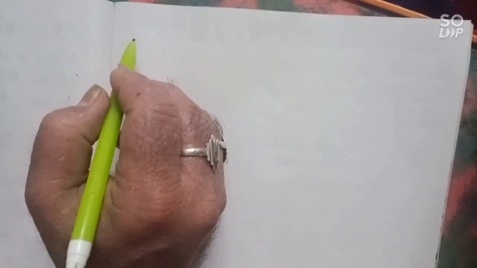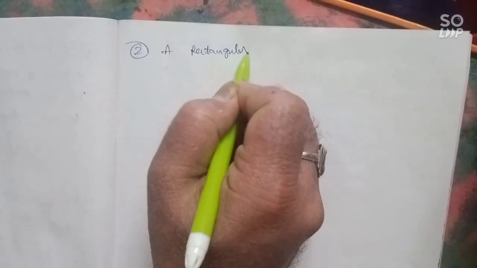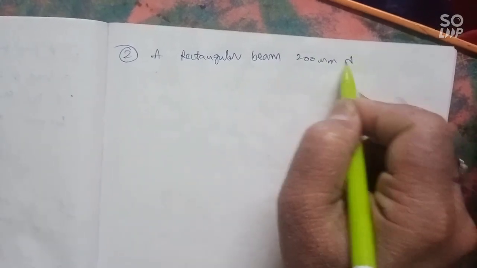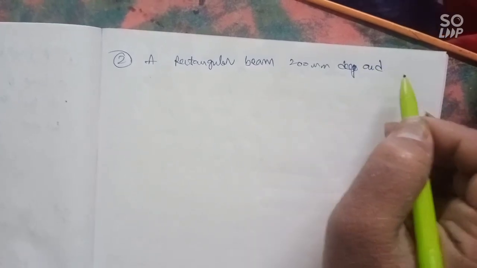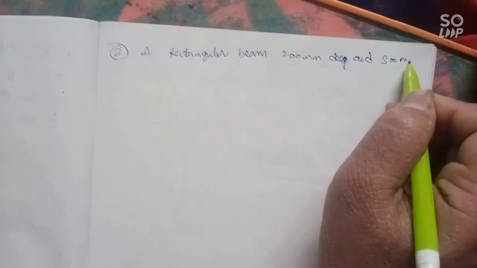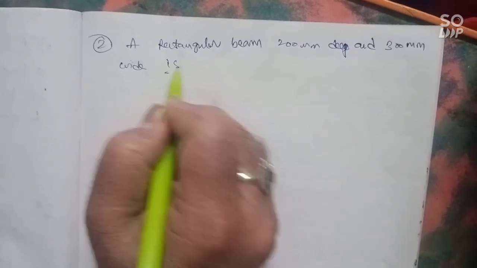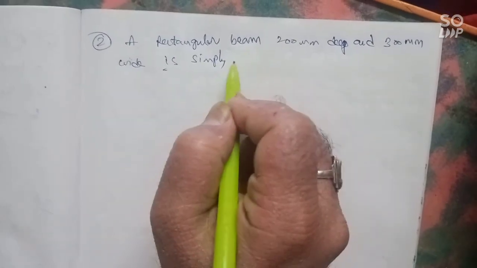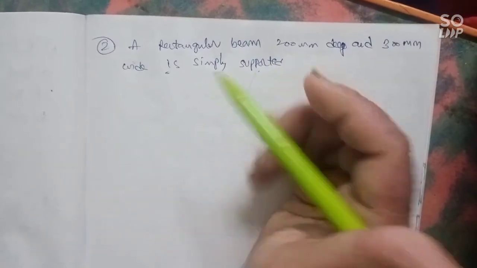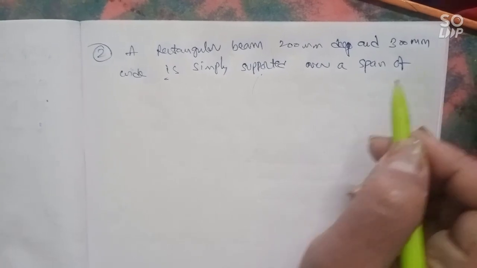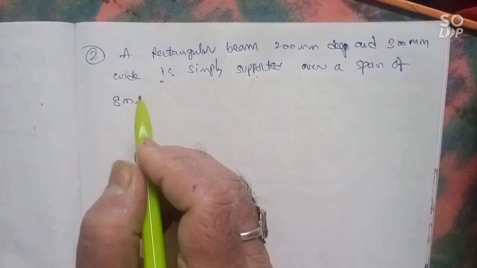Okay, we will see another problem related to this. A rectangular beam, 200 mm deep and 300 mm wide, is simply supported over a span of 8 meters.